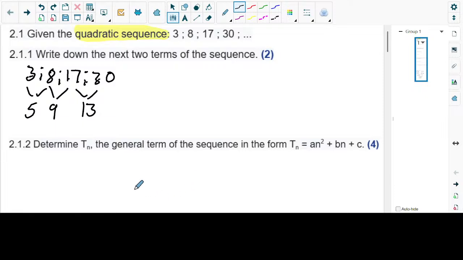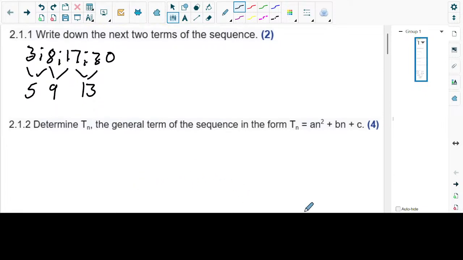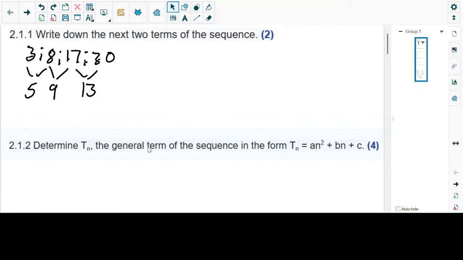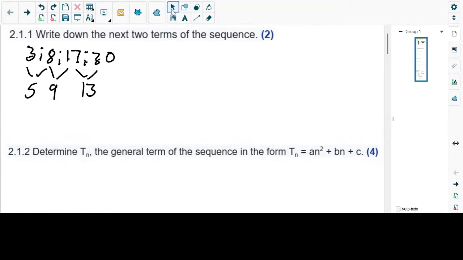Now you can see here, guys, that this is not arithmetic. Why do I say that? Why am I sure it's not arithmetic? Because the difference is not constant.